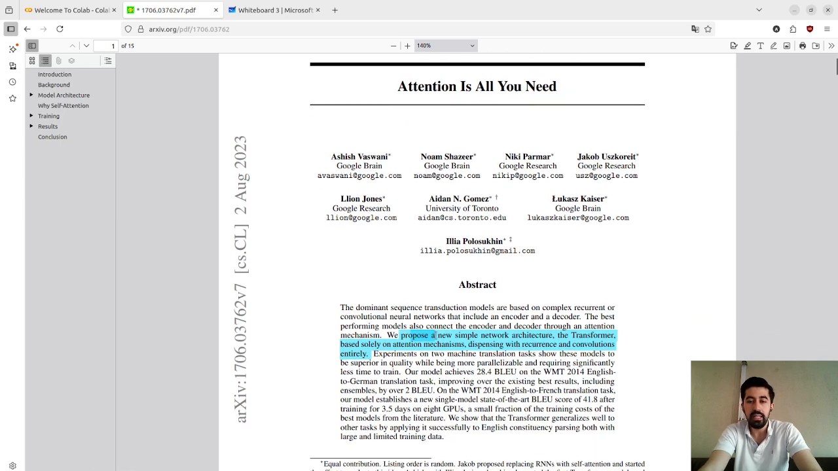So in the abstract, they say that they propose a simple network architecture based on attention that removes recurrence, like in recurrent neural networks, and convolution. So it's solely based on an encoder, decoder, and on attention, which we're gonna explain right away.